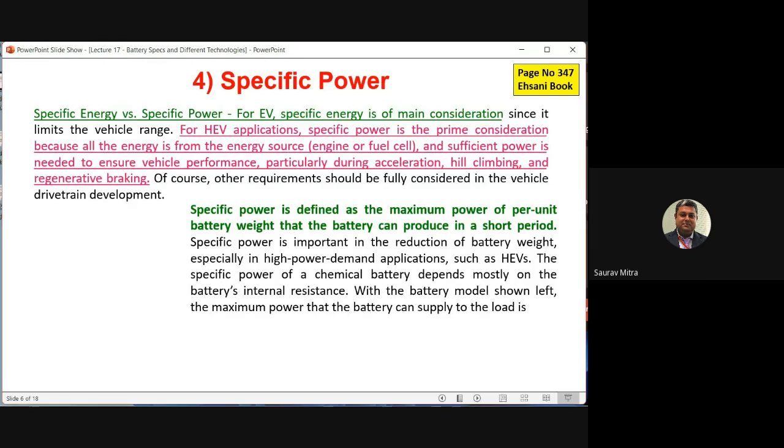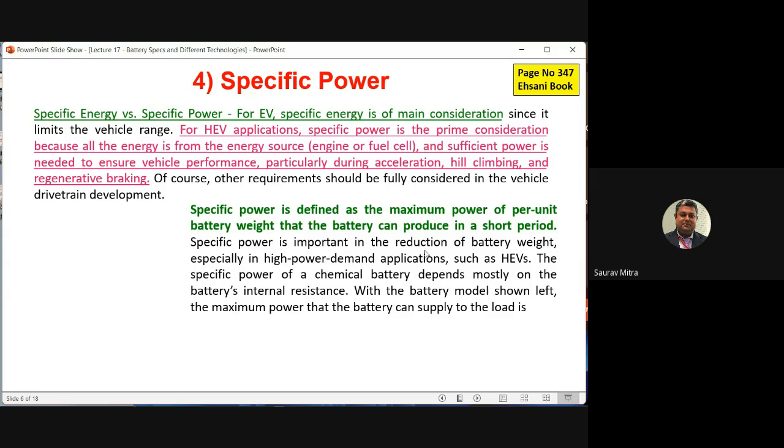Specific power is defined as the maximum power per unit battery weight that the battery can produce in a very short period. This word is very important: short period. Whenever I define specific power, time is a very important parameter. For specific energy, time is not an important parameter; the weight of the battery is. But when I say specific power, it is energy per time, and it should be very high. Per time means the time should be very short. In a very short time, the battery should be able to produce very high energy.